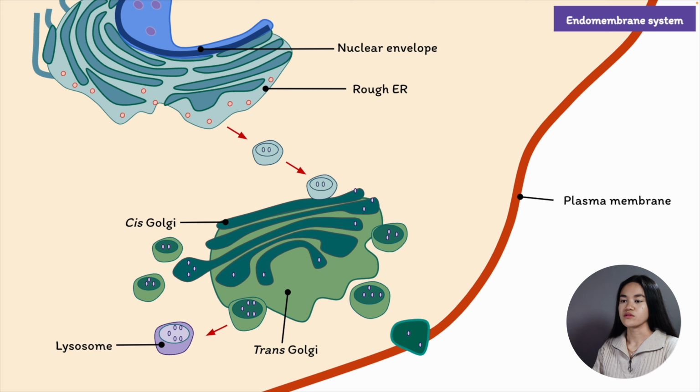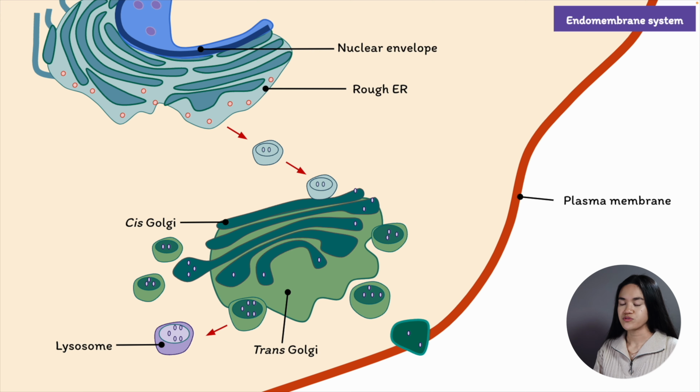The membranes are linked either by direct physical continuity or through membrane segment transfer as small vesicles, sacs made of membrane. Now, we're going to break down what's going on here because there's quite a lot, and what these arrows are doing and how this all works. But let's go through each structure and their functions.